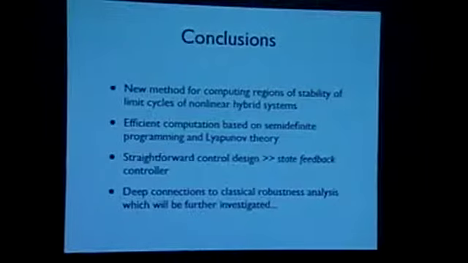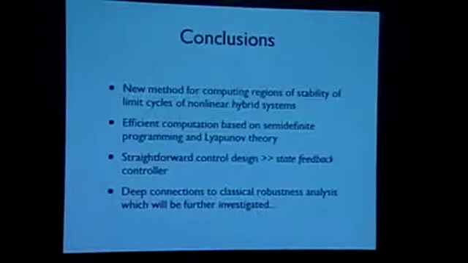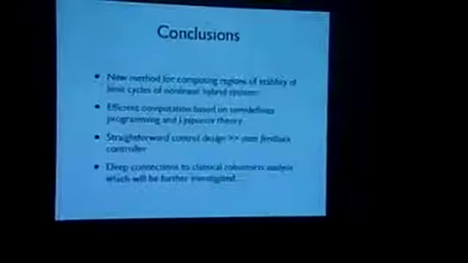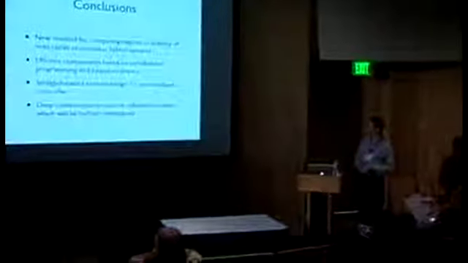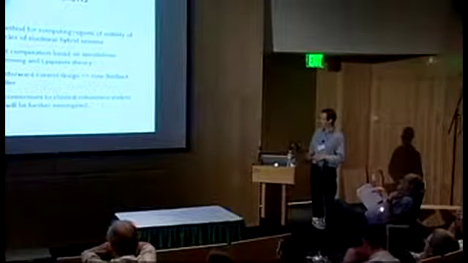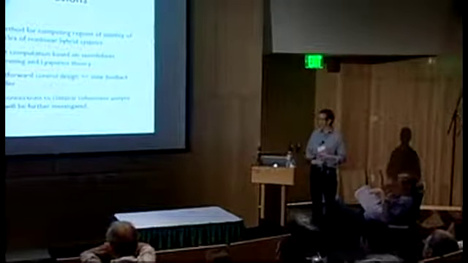What I've presented is a new method for computing regions of stability for limit cycles of nonlinear hybrid systems. The whole method is based on efficient computation of Lyapunov functions and verification of Lyapunov functions over regions using semi-definite programming. The same techniques are also very useful for control design, and they end up in a state feedback controller, not a time-varying controller, because this tau is a phase variable, which is actually one of your state variables. So that fits with that ideological bias as well. And there's very deep connections to classical robustness analysis, which we're working on now with Alex Magretsky.